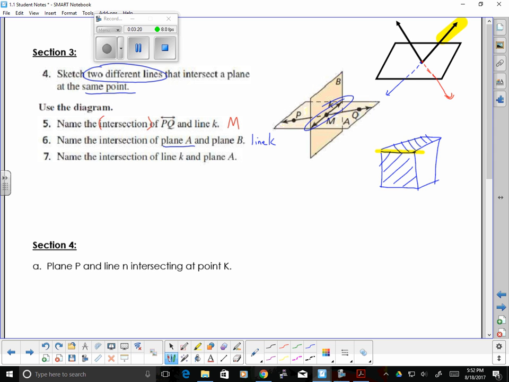Then last of all, name the intersection of line K and plane A. So notice that when we look at line K, its points are all inside of plane A. So this is going to be the exact same thing. The entire line is intersecting with plane A.